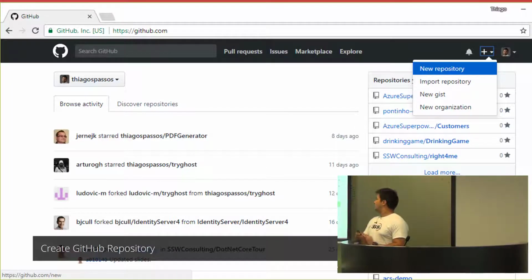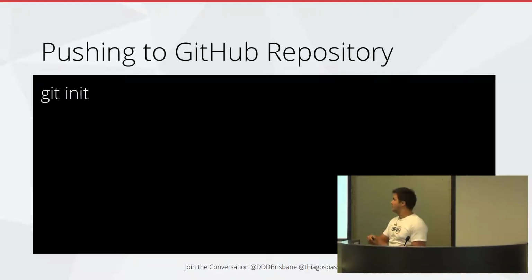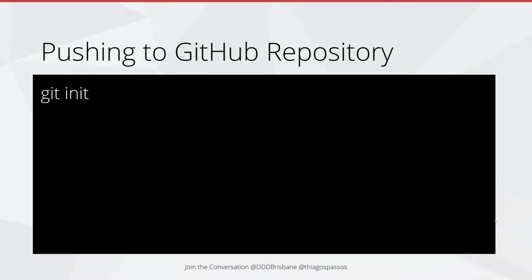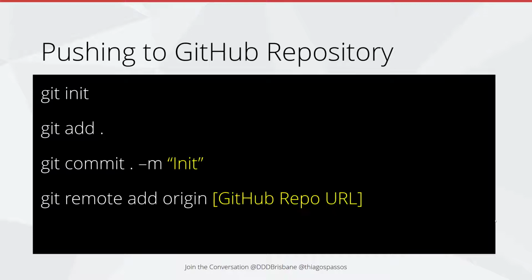Okay, so now I'm going to go to my GitHub repository, create a new repository at the top there. And then I'm going to come back to my folder, and I'm going to init the Git repository locally, add everything, commit, and add that Git repository that I just created on GitHub. So this is basically to push my whole code to GitHub.